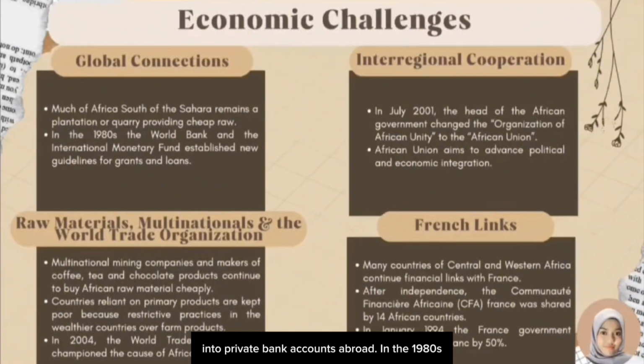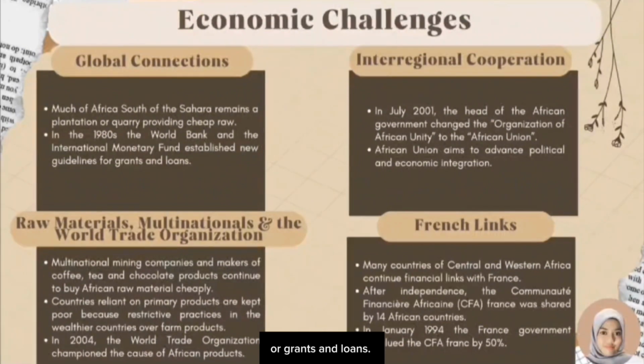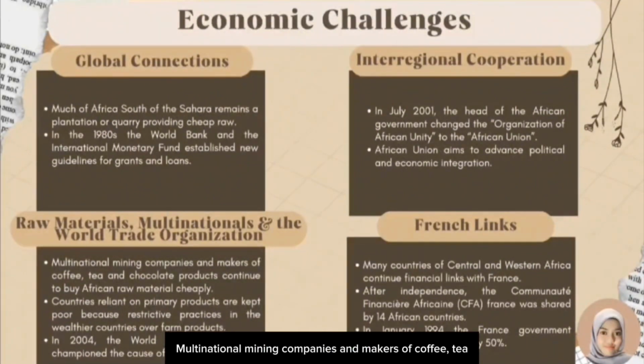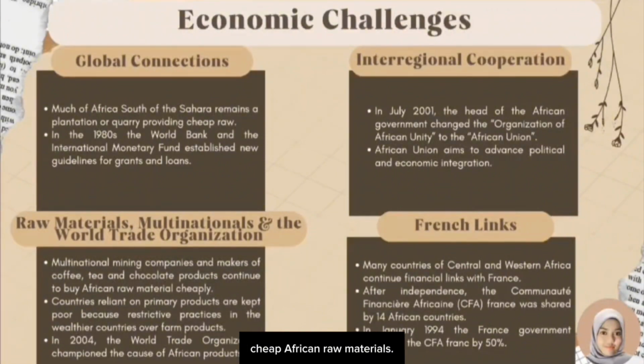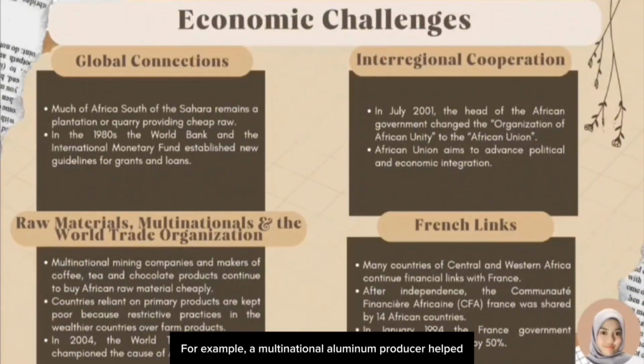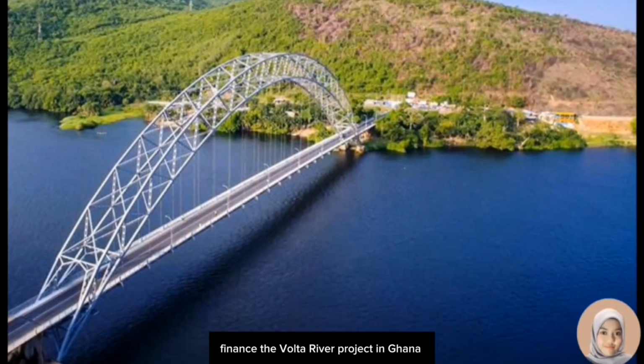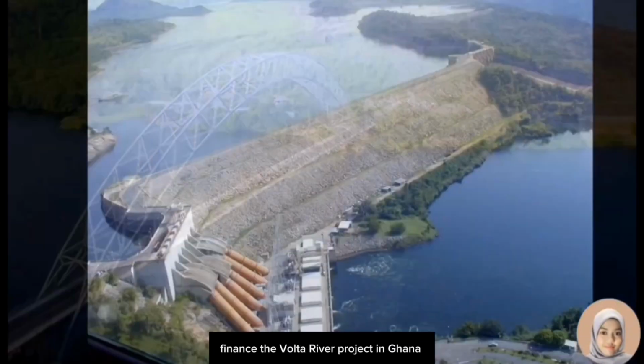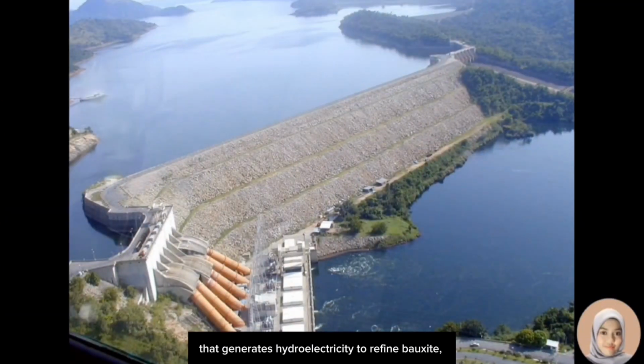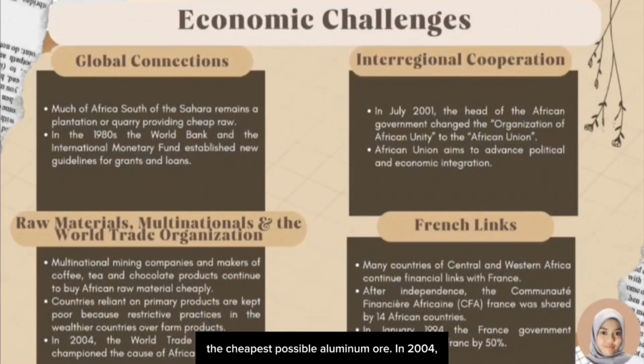In the 1980s, the World Bank and the International Monetary Fund established new guidelines for grants and loans. Multinational mining companies and makers of coffee, tea, and chocolate products continue to use cheap African raw materials. For example, a multinational aluminum producer helped finance the Volta River project in Ghana that generates hydroelectricity to refine bauxite, the cheapest possible aluminum ore. In 2004, the World Trade Organization championed African products to gain wider access to world markets.